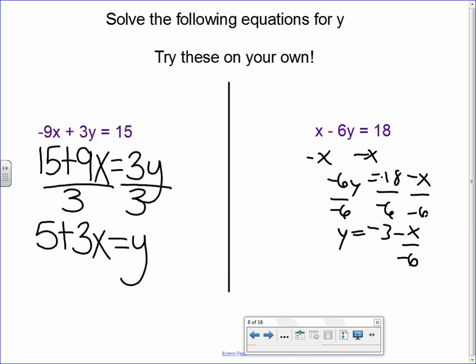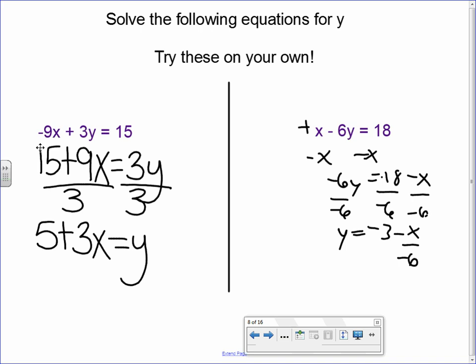So first one here, I would add 9x, which Sasha flipped them, but it means the same thing. 15 plus 9x equals 3y is what you should have on that line. And then when you divide each term by 3, you should have 5 plus 3x equals y. On the one on the right here, subtract x on both sides. Remember, that's a positive x there. That's why we're subtracting. So then I have negative 6y equals 18 minus x, divide everything by negative 6.